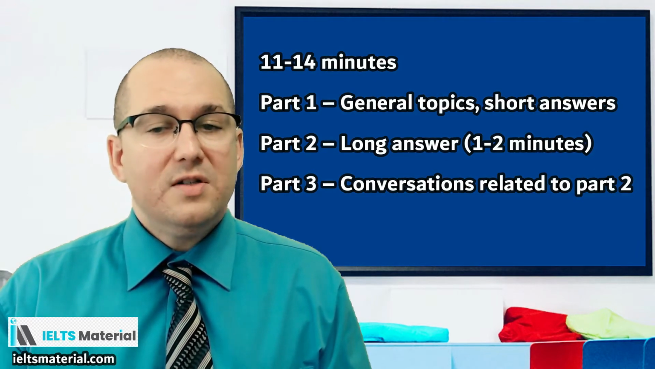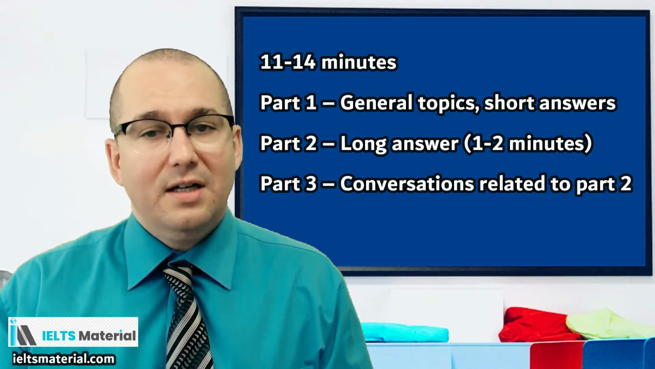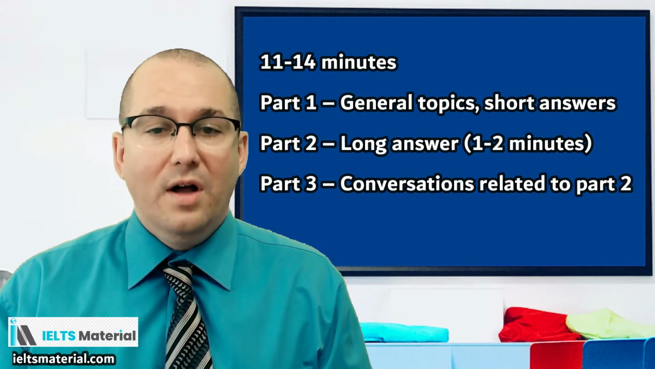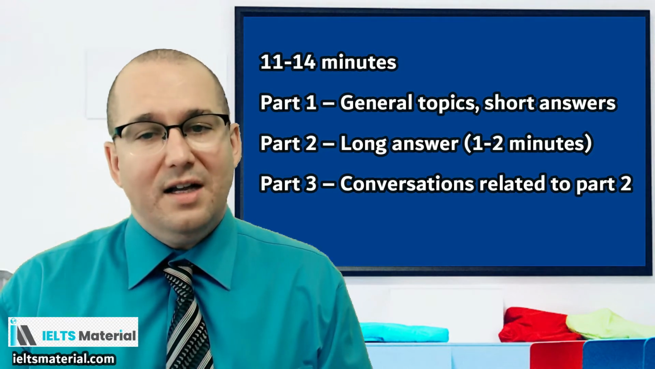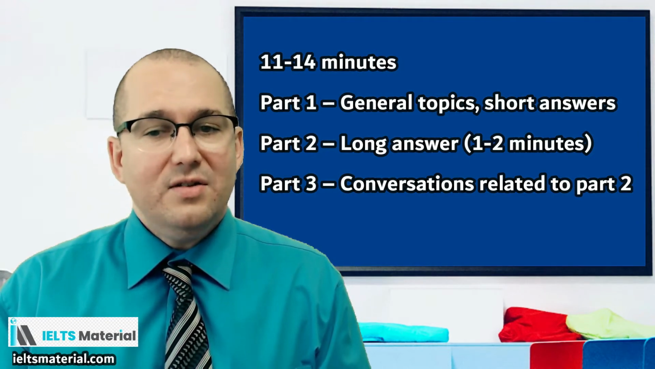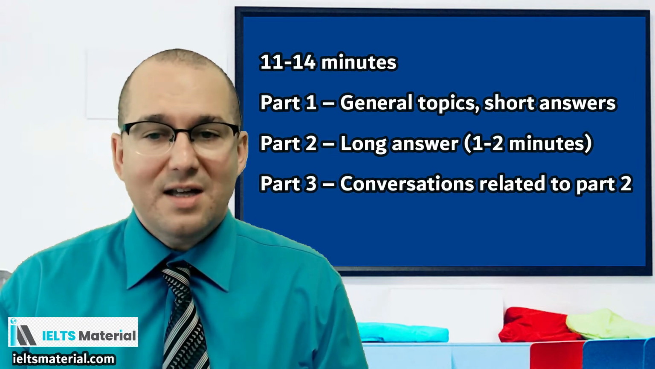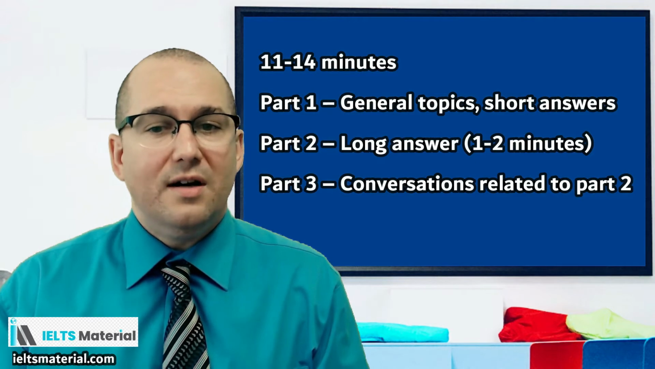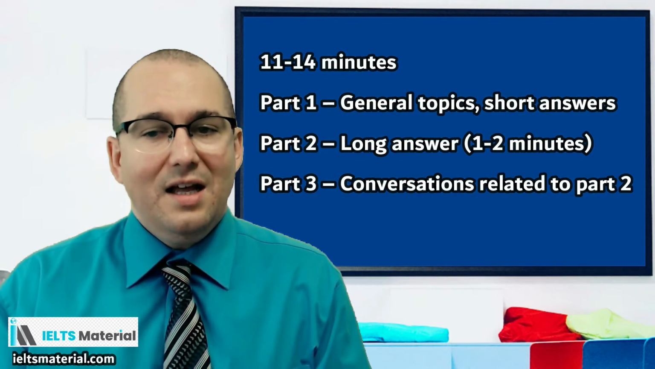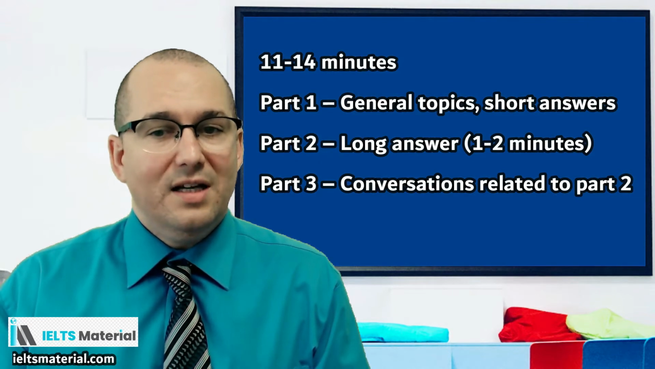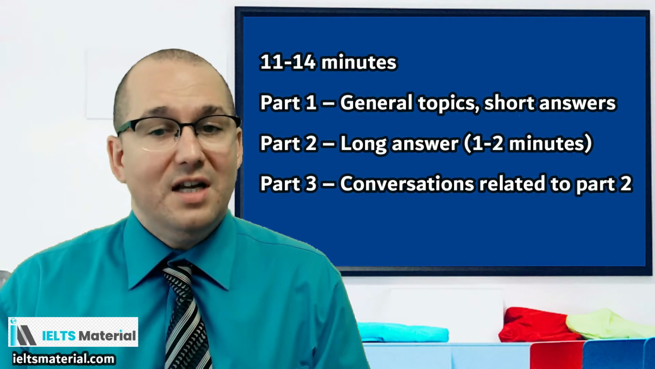Part 2 is where it gets a little more difficult. The examiner will give you a topic and ask you to talk about it for 1 to 2 minutes. During that time, the examiner does not interrupt you. After the 2 minutes, you and the examiner will have a conversation about something similar to what you talked about in part 2. These questions are about society, and again, they are very much related to what you just talked about in part 2, and it's more of a conversation style.